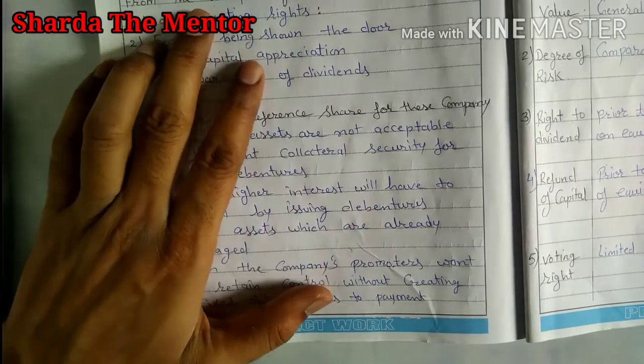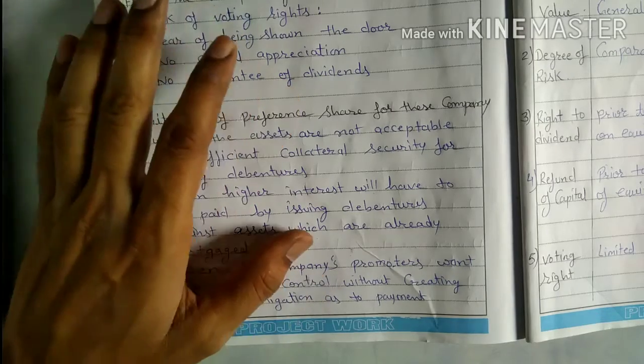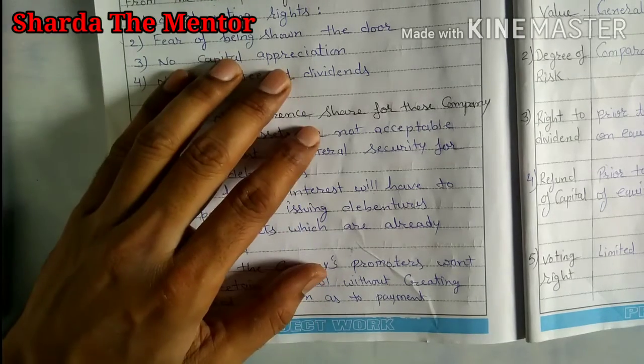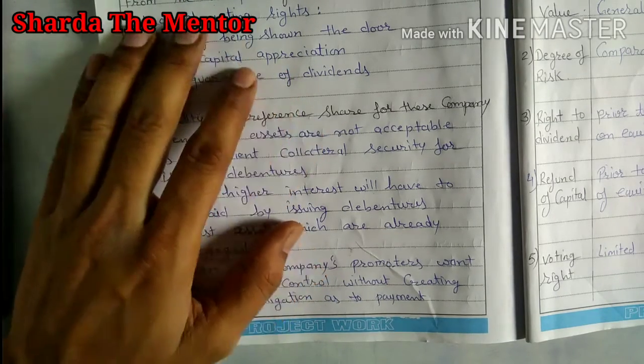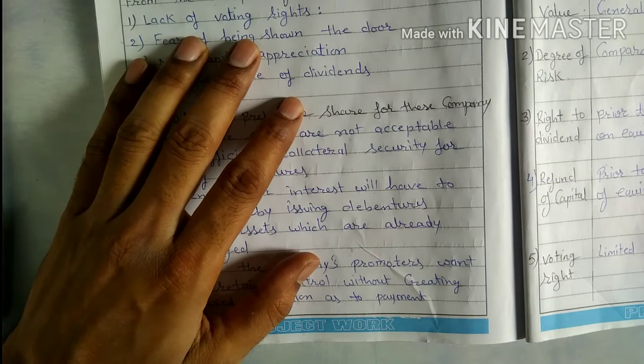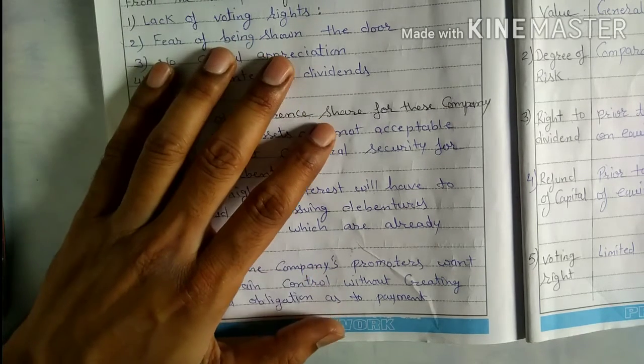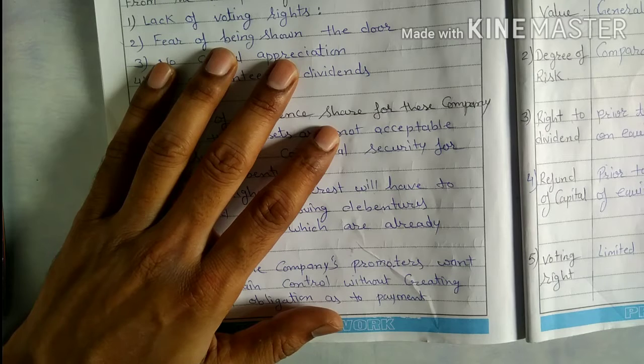Now we talk about disadvantages from the point of view of the shareholder. The above points were related to the viewpoint of the company. Now these points are related to the viewpoint of the shareholder. The first one is the lack of voting rights. As we already know, equity shareholders have voting rights, but preference shareholders don't have voting rights.